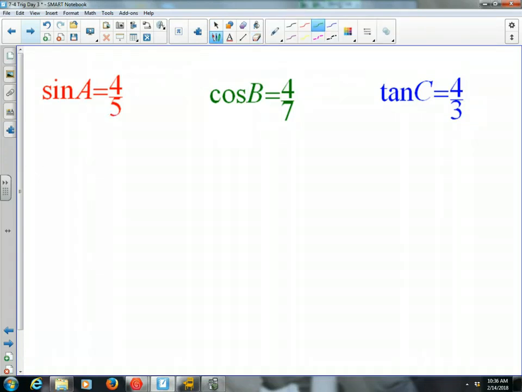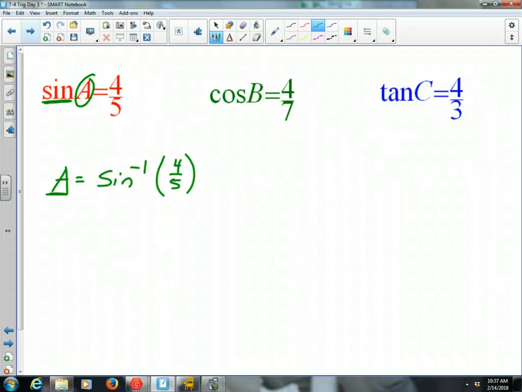So what is the inverse of the sine? I want to find angle A, so I got to get rid of the sine. The opposite of the sine is what's called the inverse sine, and it looks like this: A equals sine to the -1. It's read as the inverse sine of 4/5. So that's how we can find angle A. It's the inverse sine of 4/5.